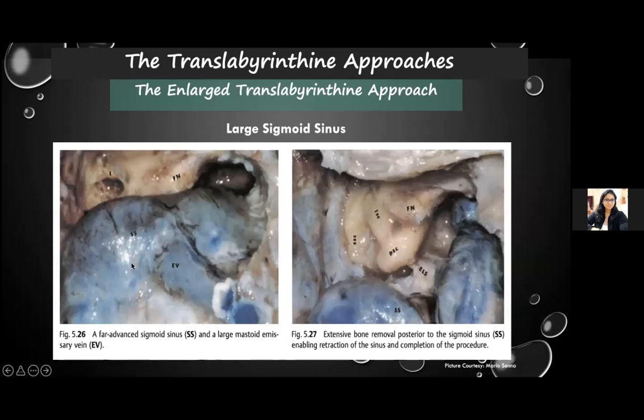Now sometimes we'll have a large sigmoid sinus, which we have already seen. For such a sigmoid sinus, we have to drill almost 2 centimeters posterior to the sigmoid sinus so that we can retract it completely. Here you can see a large sigmoid sinus which has been retracted completely. So while we do that, sometimes we'll have to sacrifice the mastoid emissary vein.